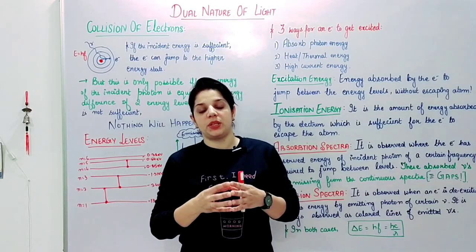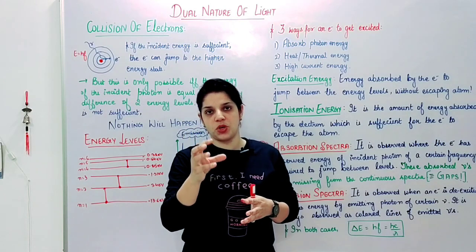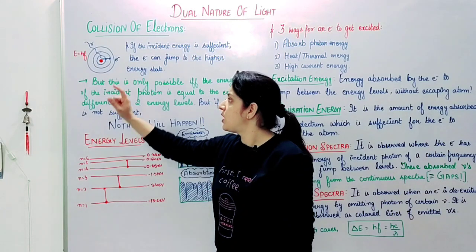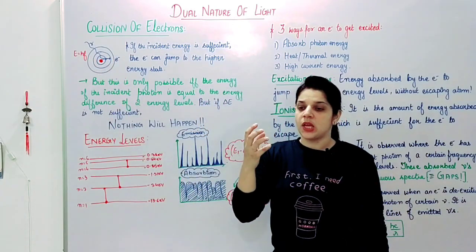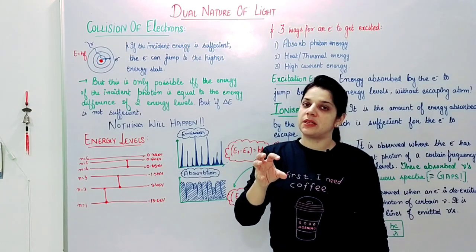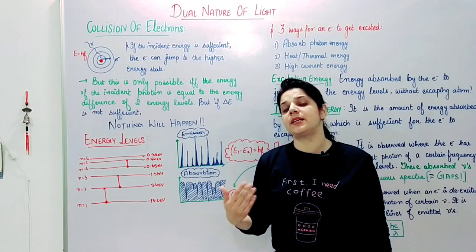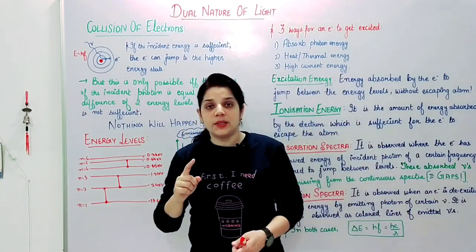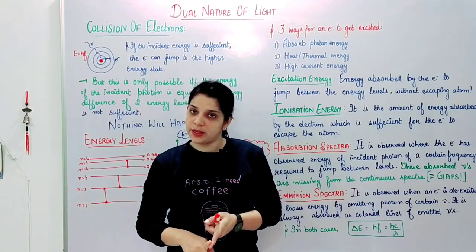So here what will happen is, after this collision, I'm saying the photon is a packet of energy. It is a packet of energy which will get absorbed by this electron. Now, this electron was present in a certain shell and it got a packet of energy which increased its own energy. Now, what will this electron do? This will depend on how much energy was present in that packet.